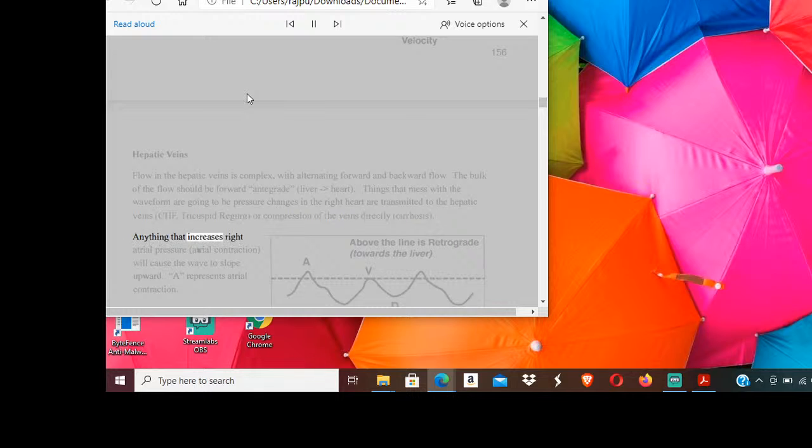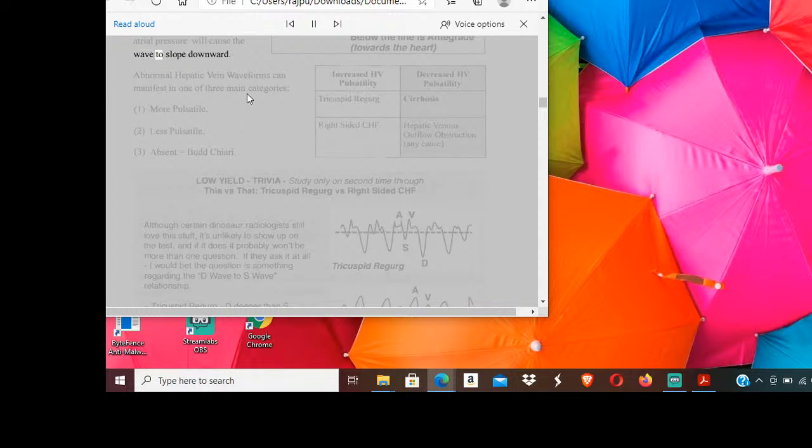Anything that increases right atrial pressure, such as atrial contraction, will cause the wave to slope upward. A represents atrial contraction. Anything that decreases right atrial pressure will cause the wave to slope downward. Abnormal hepatic vein waveforms can manifest in one of three main categories. 1. More pulsatile. 2. Less pulsatile. 3. Absent equals Budd-Chiari.